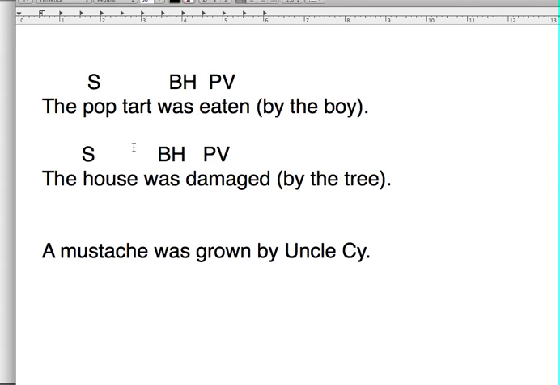Okay, so in these passive verbs, the subject is not doing anything, it's having something done to it. Okay? In this case, the Pop-Tart is being eaten. In this case, the house is being damaged. In this case, the mustache, which is the subject here, is being grown. PH and PV by Uncle Si. Okay?